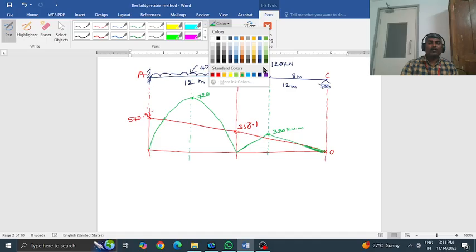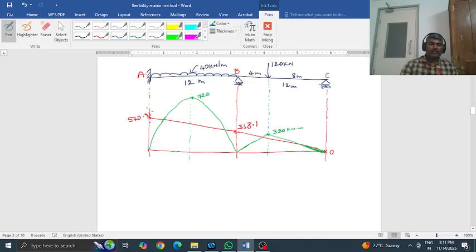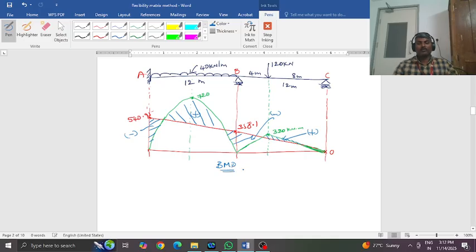So let us hatch the net BMD. This is going to be the net bending moment diagram. So this is hogging negative, this is sagging positive, and this is hogging negative, this is sagging positive. So this is the complete solution for this question. Right, thank you.